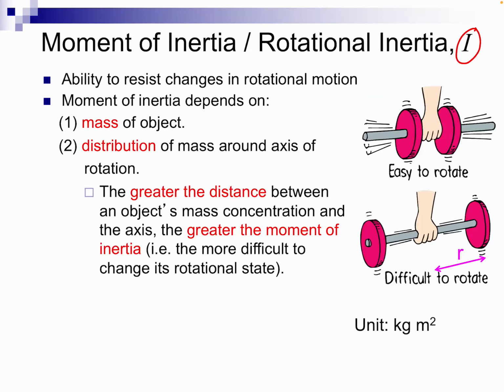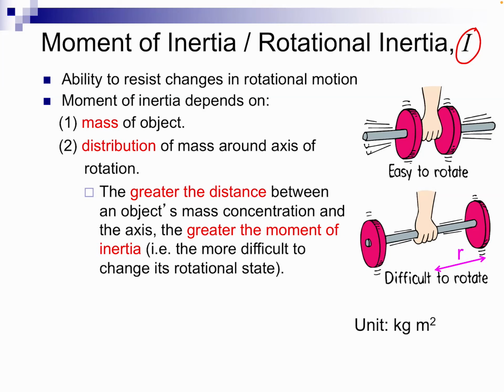So the moment of inertia will depend on the mass of the object. If you think about it, the more massive, the heavier the object is, the more difficult it is to rotate this object. It also depends on the distribution of the mass around the axis of rotation. These figures here illustrate this point. If the masses are at a farther distance from the axis of rotation, it's more difficult to rotate that object.